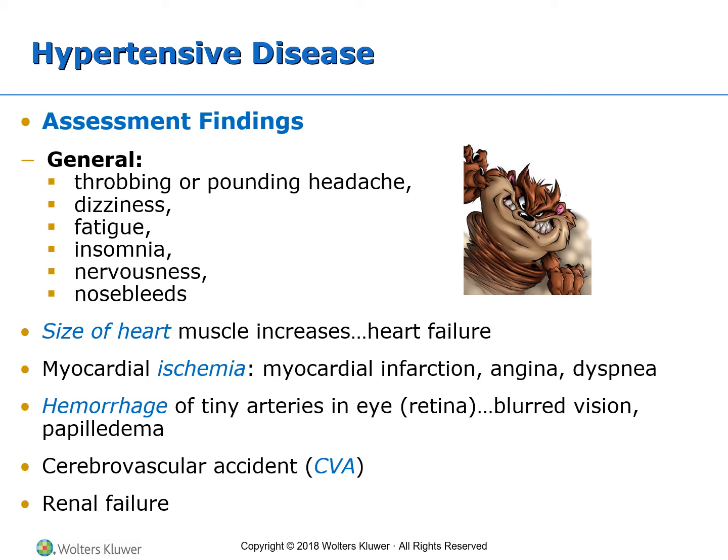Assessment findings. Clients with hypertension may be asymptomatic. The onset of hypertension, considered the silent killer, often is gradual. It can exist for years, but be discovered only during a routine physical exam or when the client experiences a major complication. As the blood pressure becomes elevated, clients may identify symptoms such as throbbing or pounding headache, dizziness, fatigue, insomnia, nervousness, nosebleeds, and blurred vision. Angina or dyspnea may be the first clue to hypertensive heart disease.